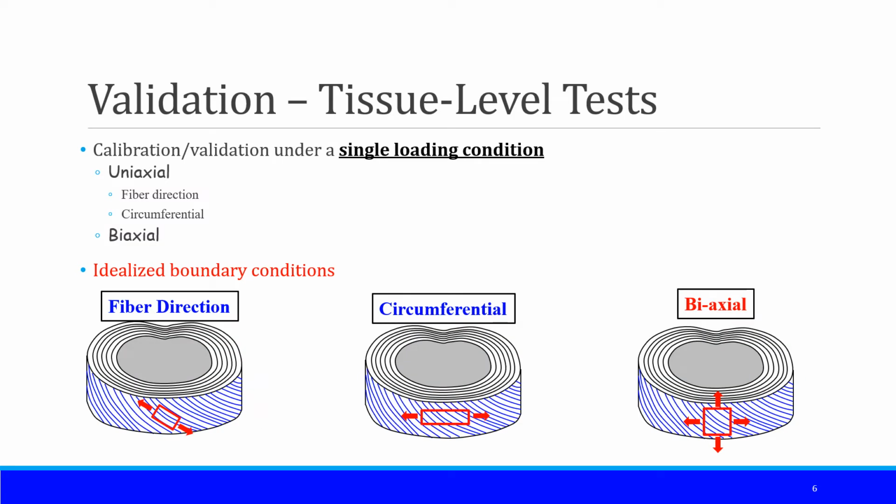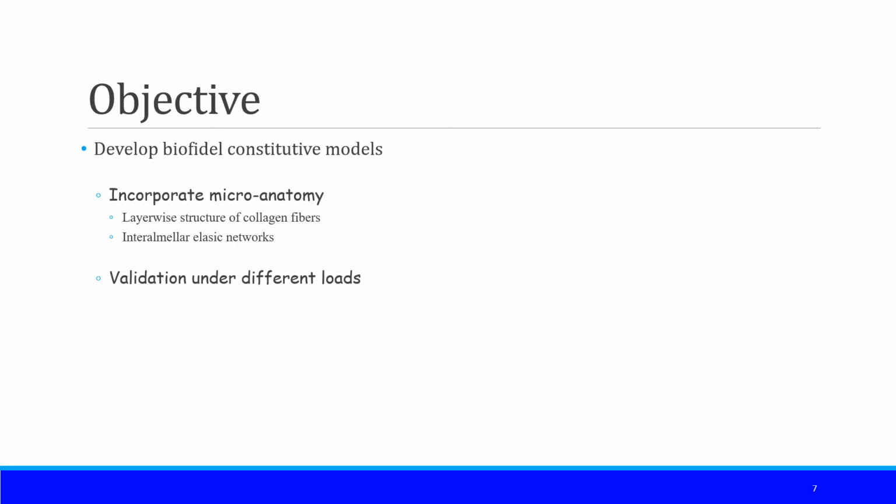Also, to validate the models, most of the people use a single loading condition. For example, they calibrate or validate their model in a uniaxial test or biaxial test. They do not use all of these tests combined. So we do not know what's the performance of existing models in all of these tissue level tests. Also, most of the people use idealized boundary condition and idealized motions to calibrate their model.